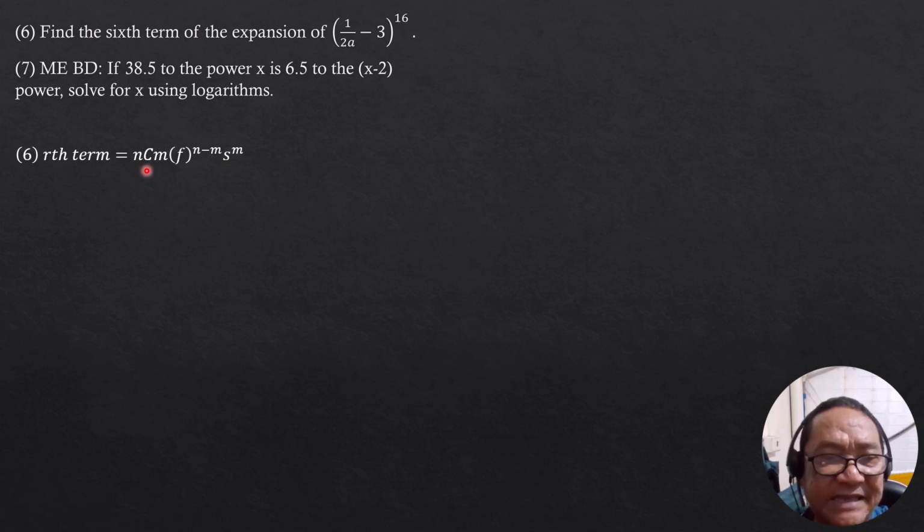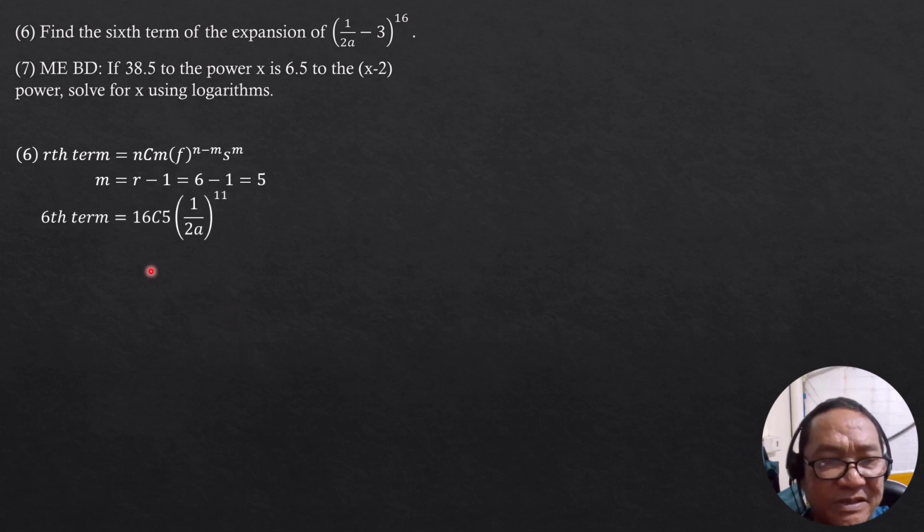So in this case, n is 16 and m is r minus 1. So since r is 6th term, it is 5. So substitute 16 combination 5, then quantity 1 over 2a to the 16 minus 5 is 11, then times quantity negative 3 to the 5.